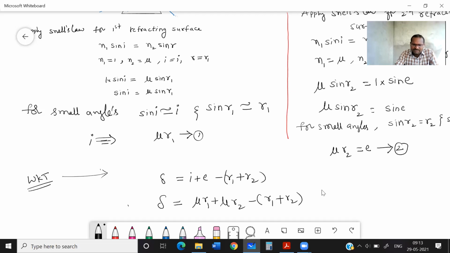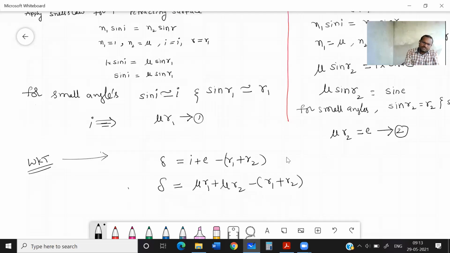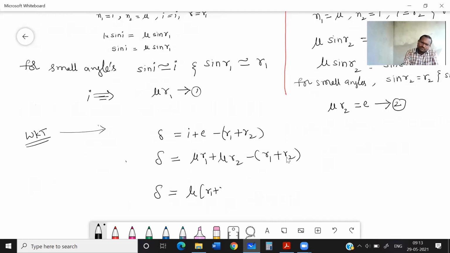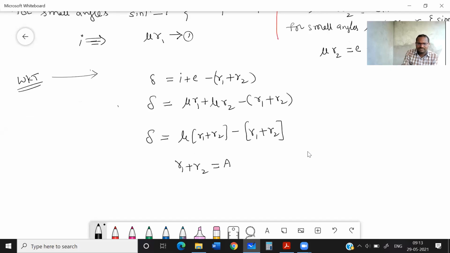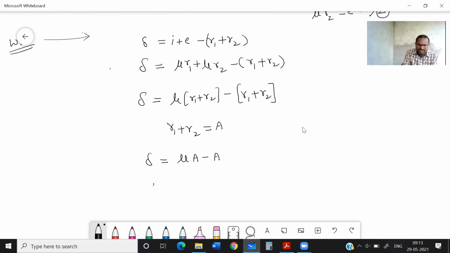Correct? So let us take mu common from this. You will get mu into R1 plus R2, minus R1 plus R2. And one more point, we know that R1 plus R2 value is equal to the angle of the prism. So we can say delta is equal to mu into A minus A. So deviation delta is equal to mu minus 1 into A. Very, very important relation.